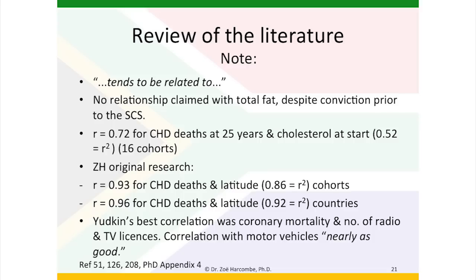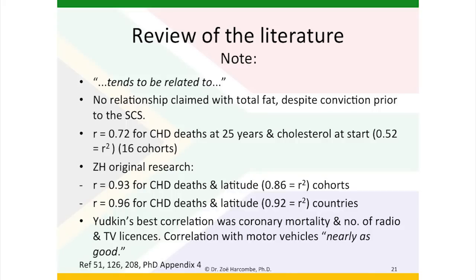And the variable that I observed had a much stronger relationship with coronary heart disease was looking at coronary heart disease deaths and the latitude of the cohort. And I established an R correlation coefficient of 0.93 and therefore an R squared of 0.86, which is very strong, almost as close a perfect relationship as you would be able to establish in science between coronary heart disease deaths and the latitude of the cohorts.